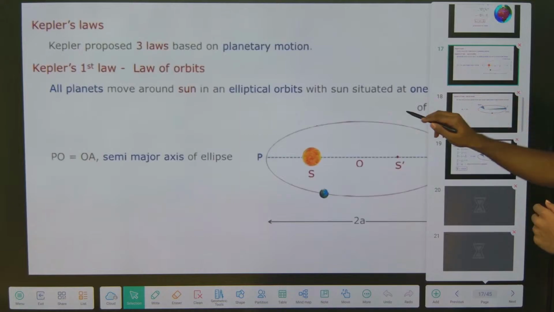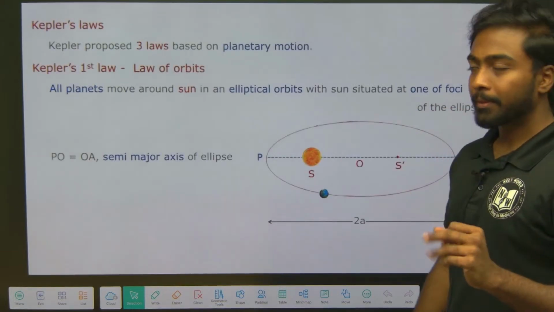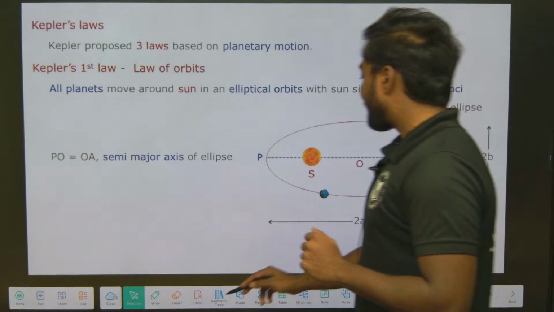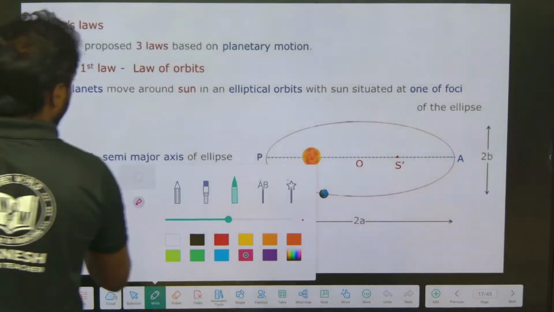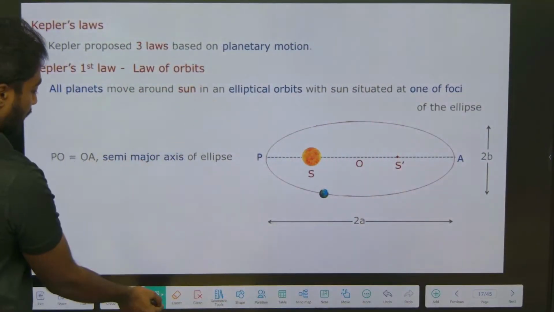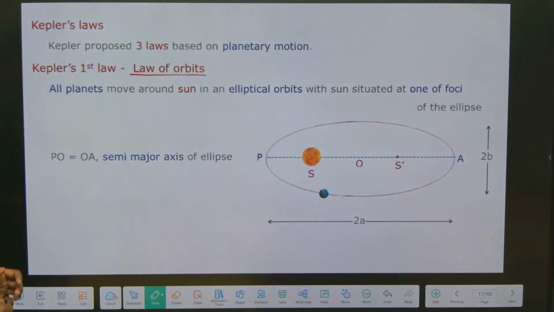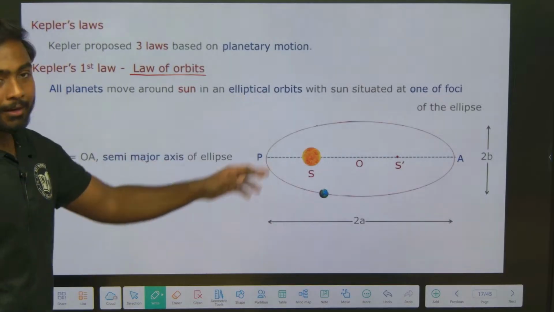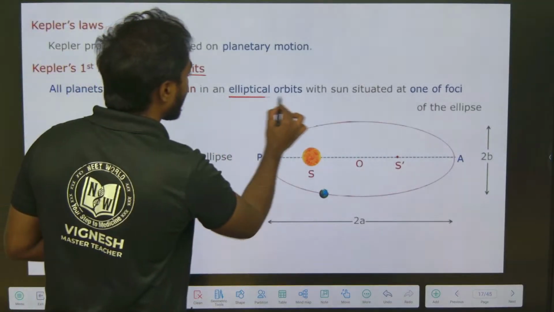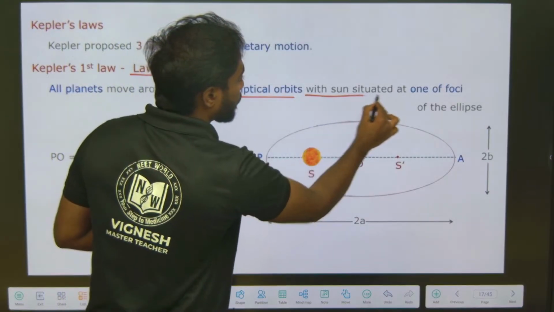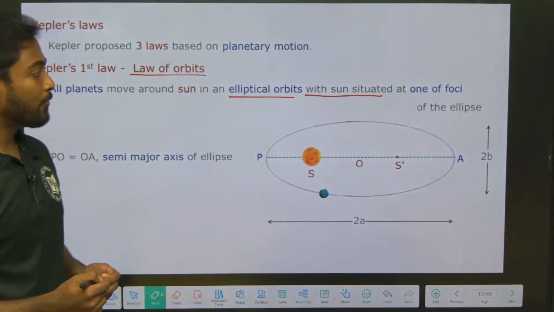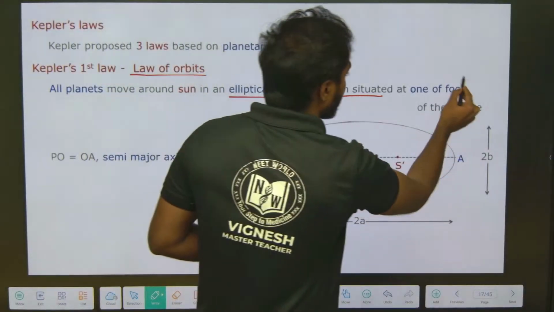So Kepler has given 3 laws, based on planetary motion. The first law is the law of orbit. In this law of orbit, what we are going to focus on is that all planets move around the sun in an elliptical orbit, with the sun situated at one focus of the ellipse.